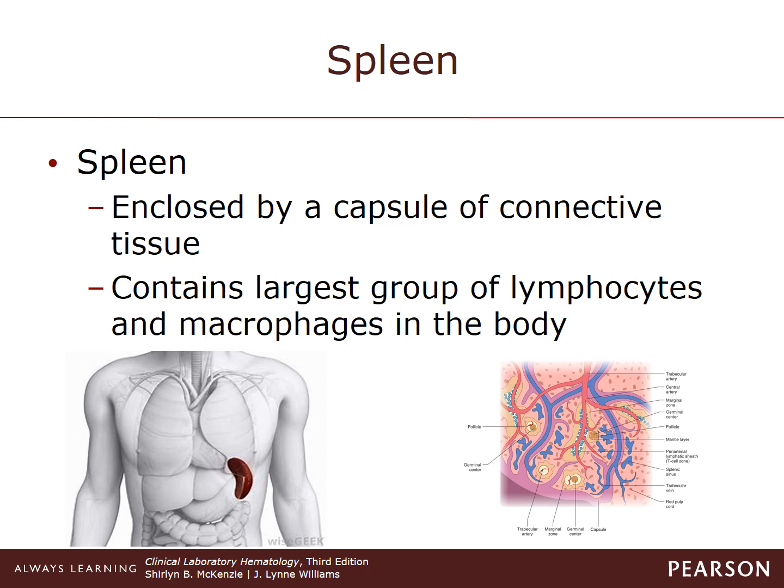The capsule projects inward, forming trabeculae that divide the spleen into discrete regions. Located within the regions are three types of splenic tissue: white pulp, red pulp, and a marginal zone. The white pulp consists of follicles and germinal centers containing lymphocytes and macrophages. Aggregates of T lymphocytes surround the arteries that pass through these germinal centers, forming a region called the periarterial lymphatic sheath.